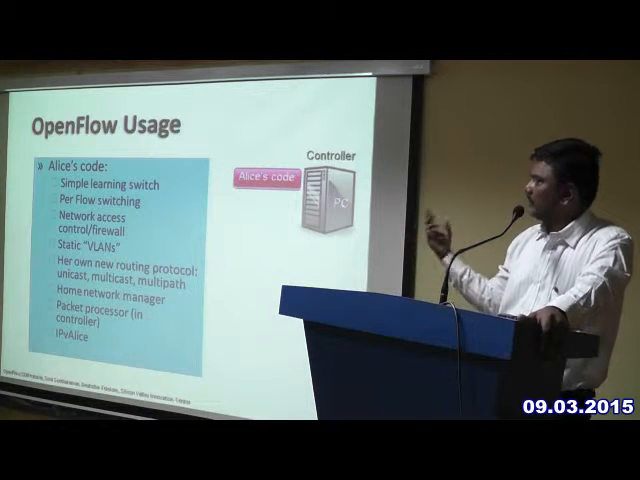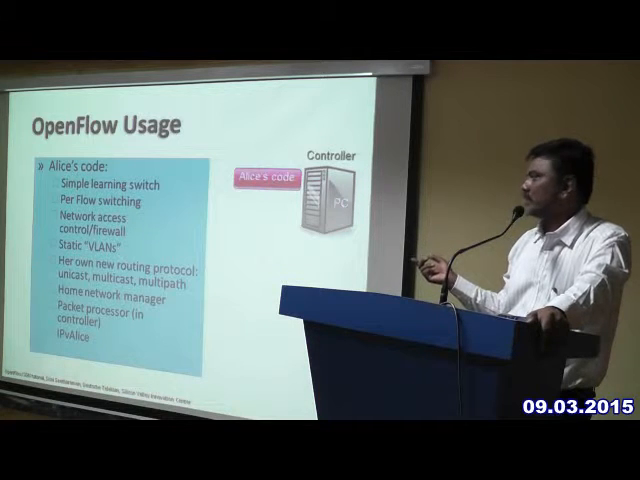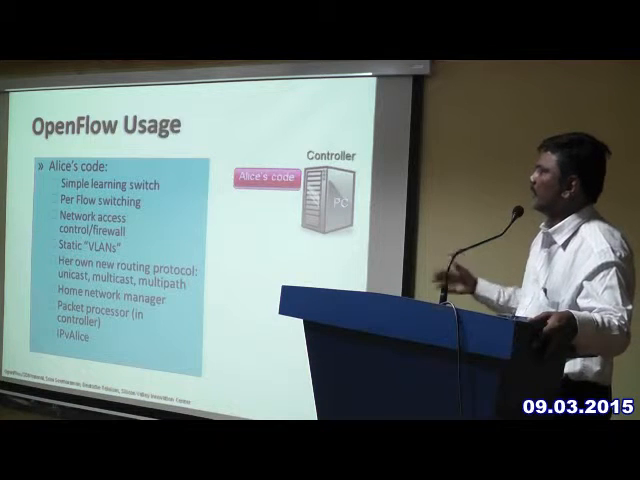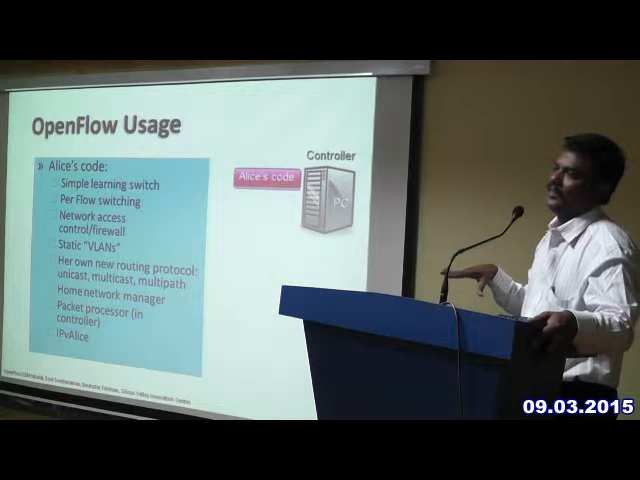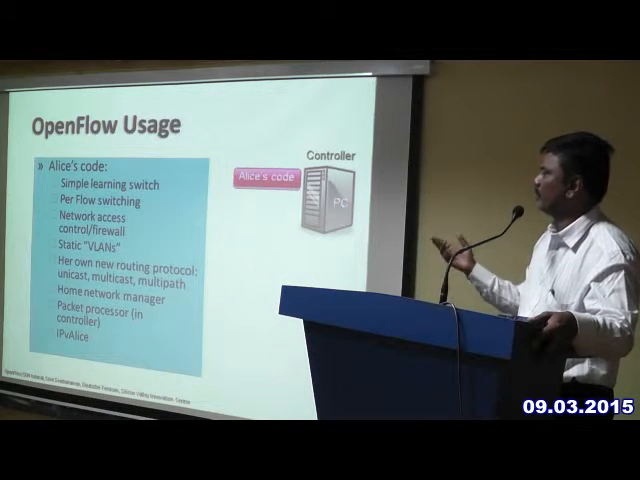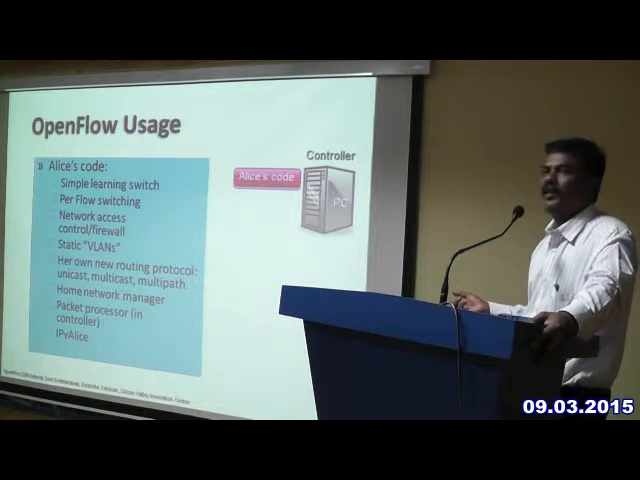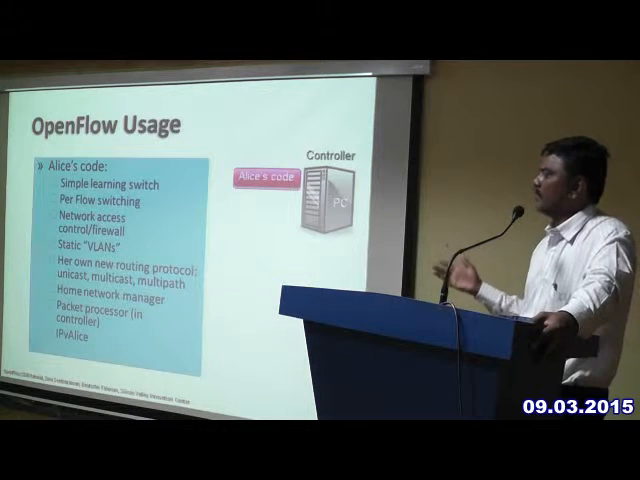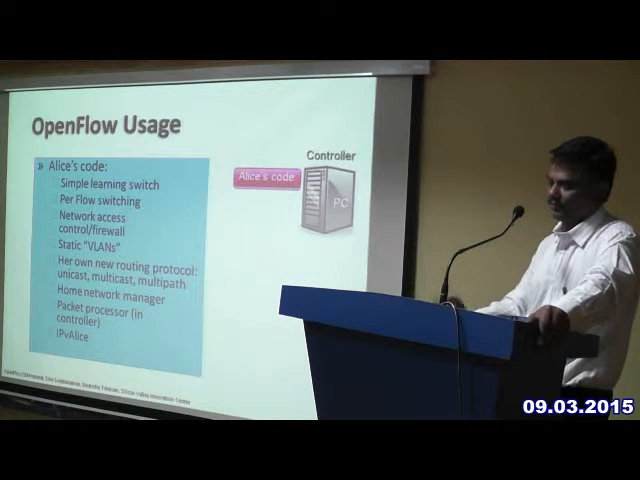Simple learning switch, per flow switching and network access control, static VLANs, and their own new routing protocol, unicast, multicast and multipath configurations are possible. Configuring the switches plays a major role. Unicast, multicast and multipath, a home network can act as a home network manager, and packet processing is also possible. It is now called IP version allies. That person has developed one kind of controller.